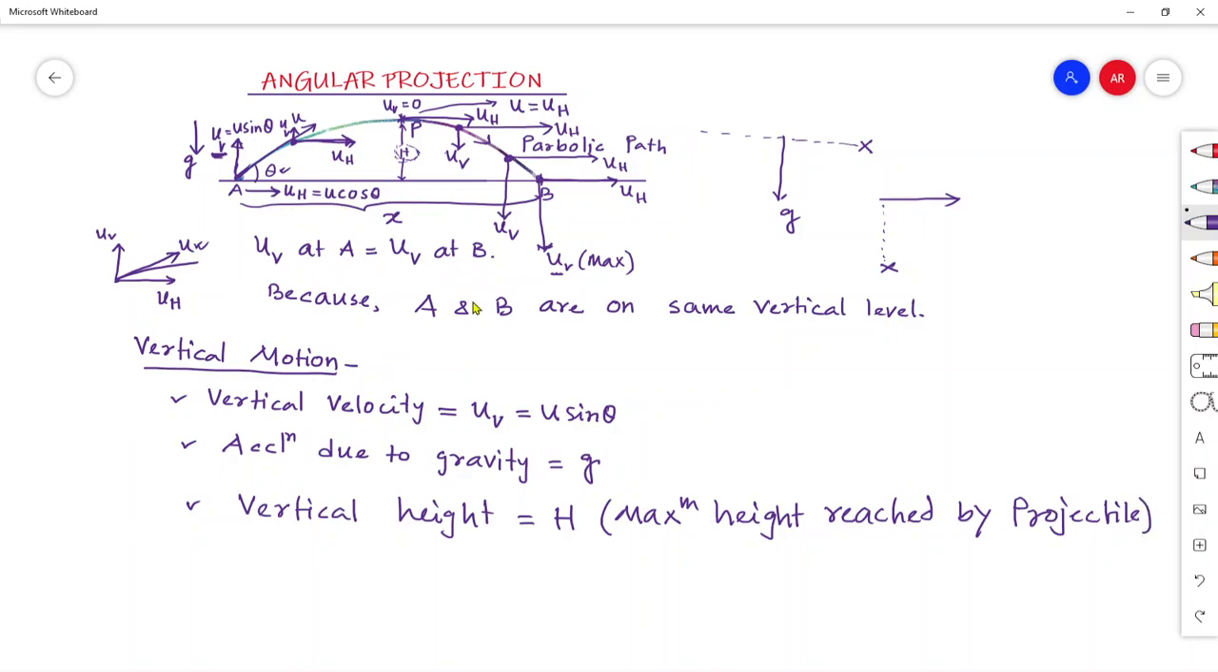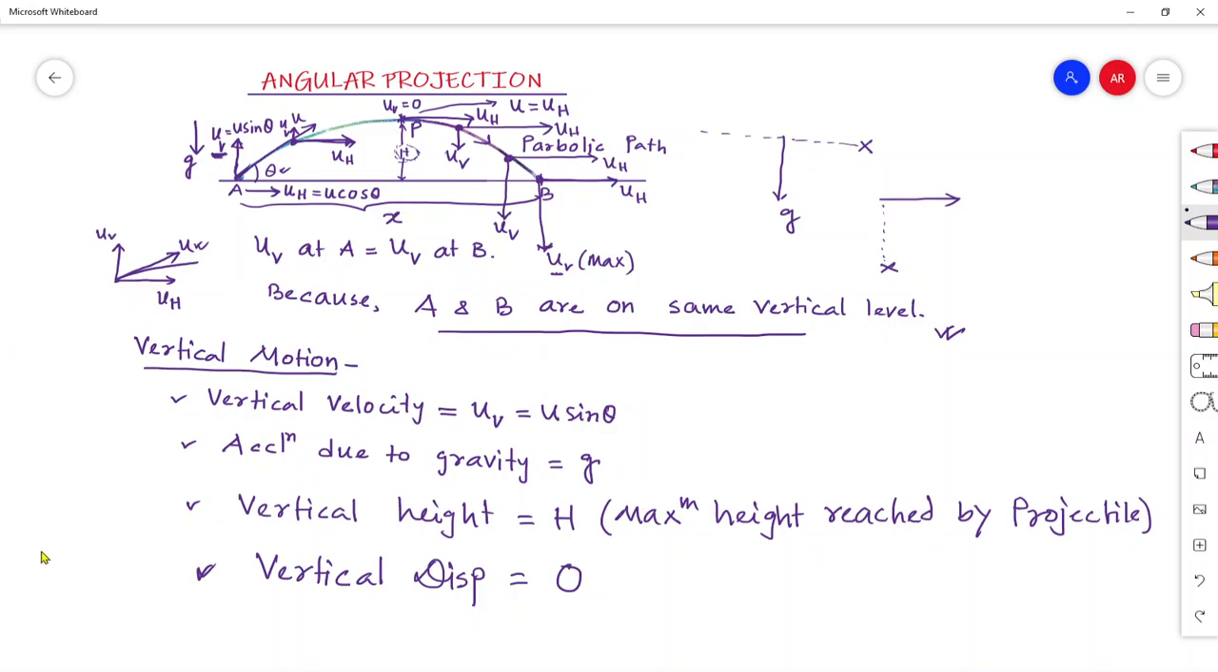and additionally, since A and B are on the same vertical level, that means the point from where it is projected and the point where it landed, there is no vertical displacement of this projectile. It reached back to the same ground from where it was projected. It did travel some horizontal distance, it did have some horizontal displacement, but there is no vertical displacement. So right here, the vertical displacement is 0. Why is it so? Because A and B are considered to be on the same vertical level.